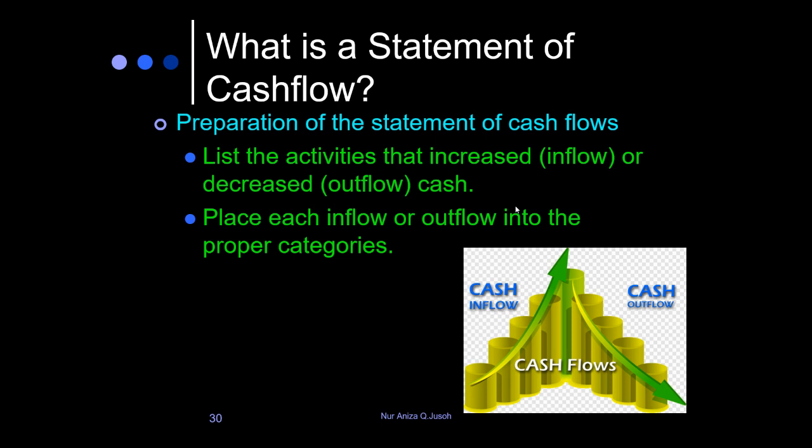If this inflow belongs to the operating activities, you have to list it under the operating activities. If it's related to financing activities, you have to list it under the financing category. It's the same for the outflow. So you have to list the inflows and outflows properly according to the categories: operating, financing, or investing.